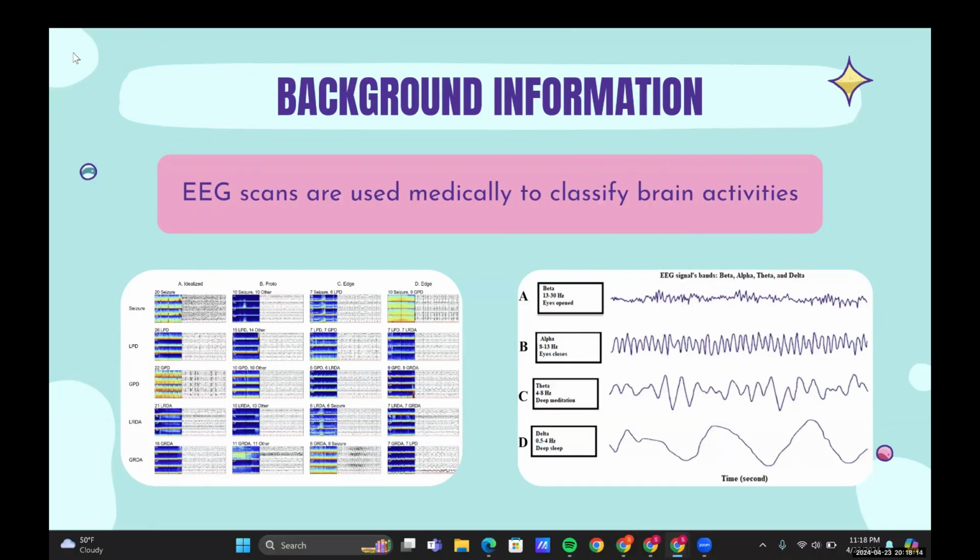Okay, so let's start with the background. All doctors utilize a multitude of tools and machines when assessing a patient's illness or symptoms. In processes centered around brain activity, many physicians utilize EEG signals, which is a test that measures activity in the brain. Understanding and analyzing these EEG signals allows doctors to classify different harmful brain activities like seizures and stroke.